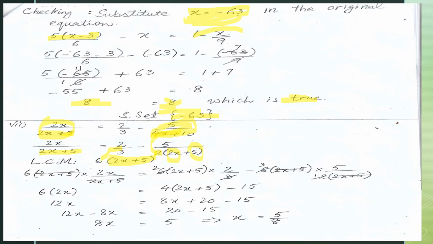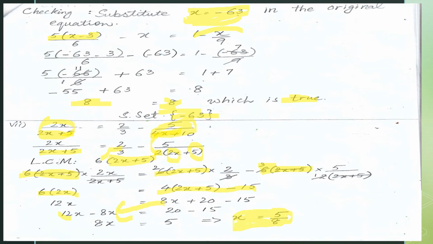Now multiply the LCM by the first expression and fraction on one side, and on the other side multiply the same one. After cancellation we have 6 into 2x equals 4 into (2x plus 5) minus 15. Now bring the like terms together. 12x minus 8x is 4x, and when a number is coming from the other side, the sign will be changed, as you know, equal to 20 minus 15. So 4x is equal to 5, x is equal to 5 over 4.